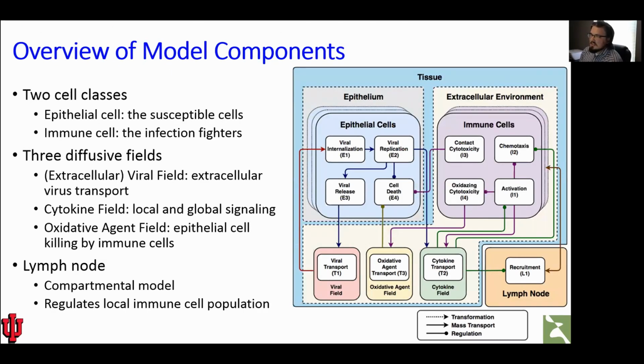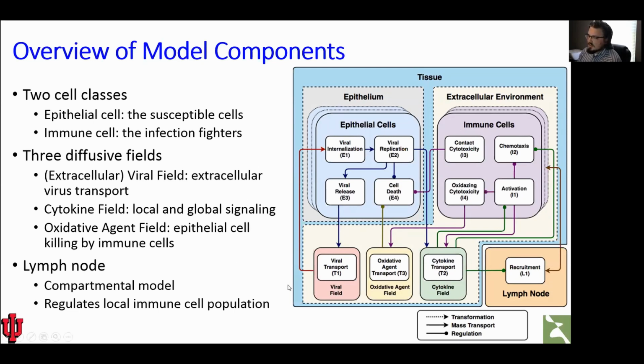So the model consists of 2 cell classes, 3 diffusive fields, and our compartmental model representation of a lymph node. So we say that we have 1 epithelial cell type, and that our epithelium consists of a set of those epithelial cells arranged in space. And then on top of that, we have our generic immune cell, and our immune cells consist of a set of those immune cell types that go about all of their activities on top of our epithelial sheet.